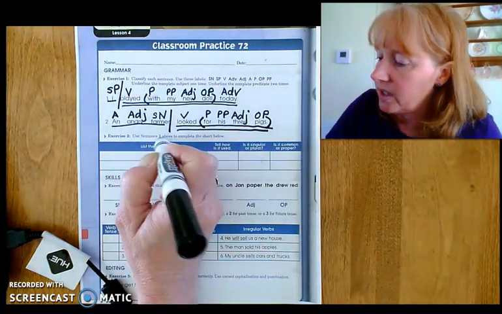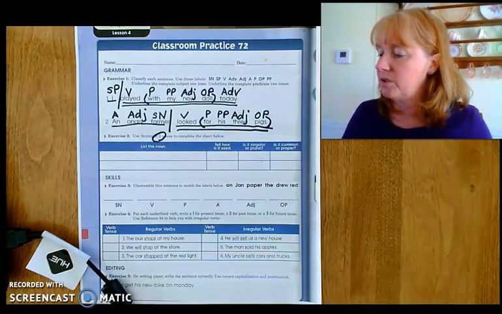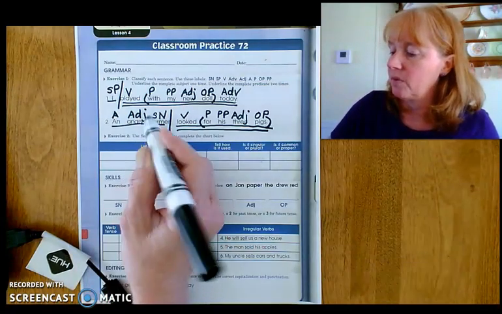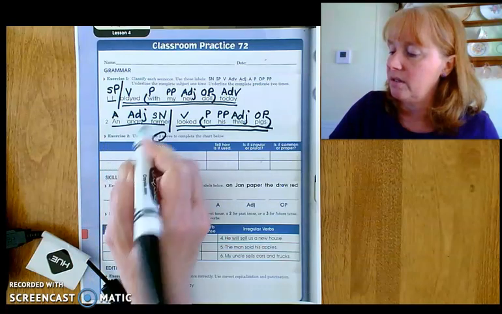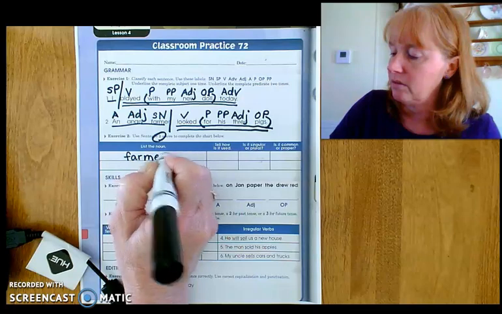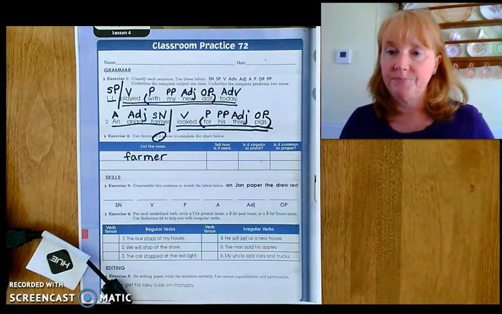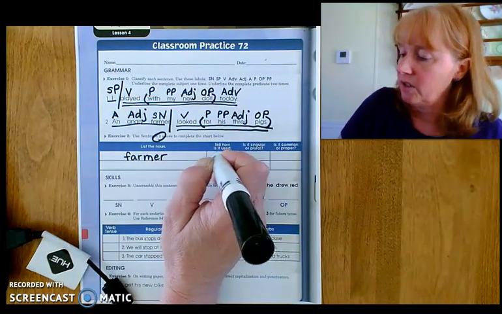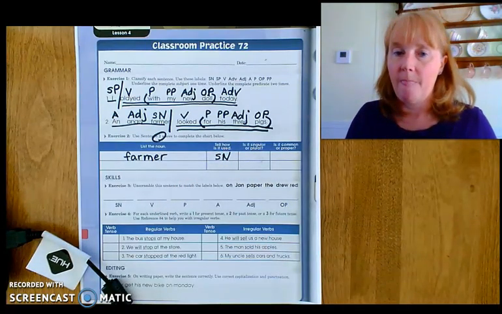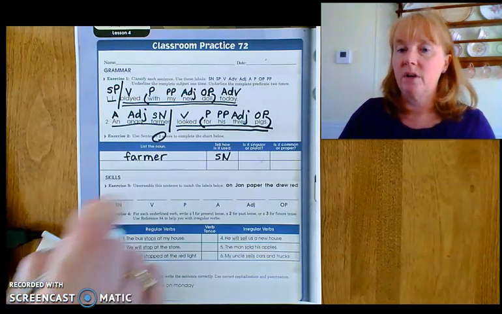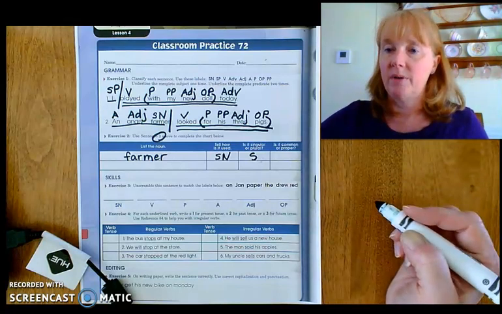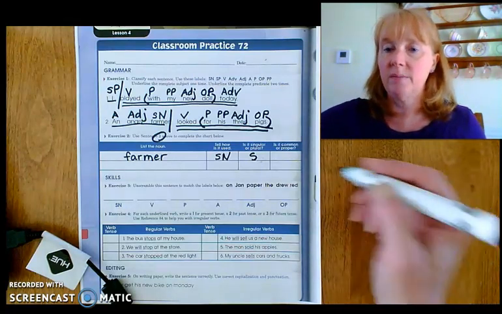Okay, it says use sentence 2 above to complete the chart. What are the nouns in sentence 2? First one is farmer. How is it used? Subject noun. Is it singular or plural? There's only one, farmer, singular. Common or proper? We don't know his or her name, so it's common.